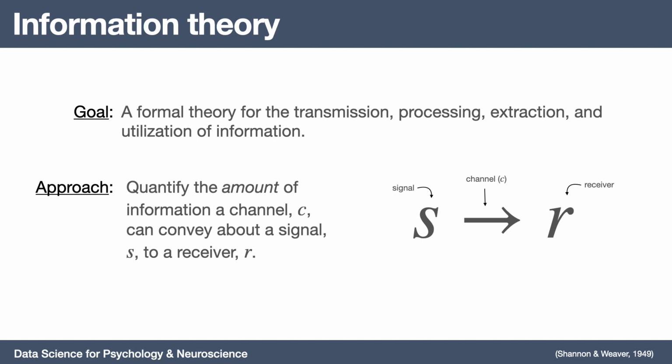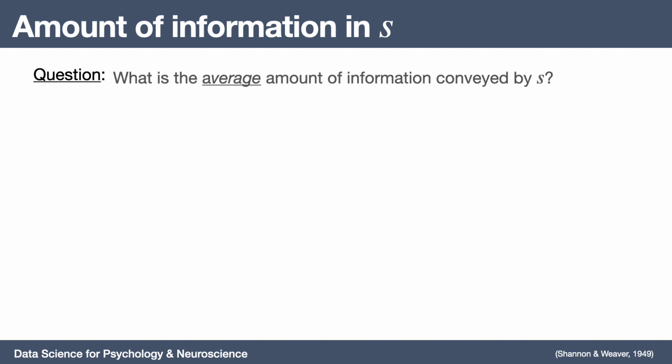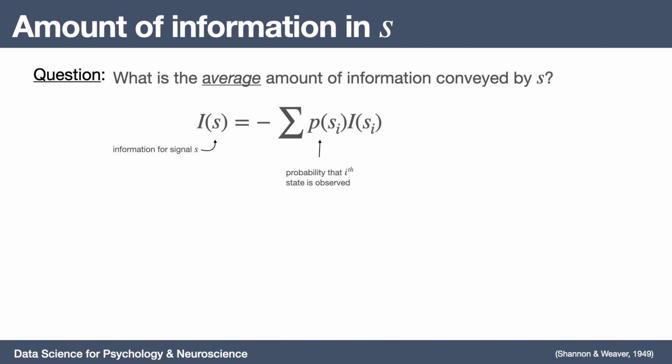Let's look at this a little bit more closely. First, let's look on the signal side. The question that information theory wants to answer on this side is, what is the average amount of information conveyed by the signal itself? And according to Shannon's information theory, you can describe that using this equation, which states that the information for signal S is the negative sum of the probability that the ith state is observed, that's that P of Si, times the information available from the ith state.